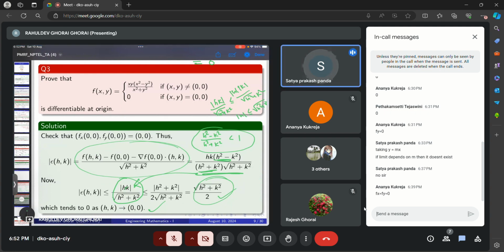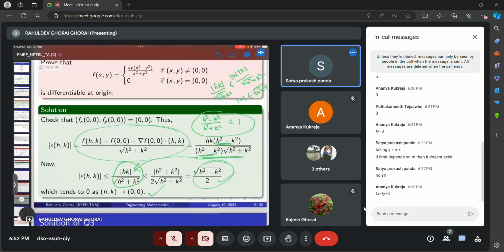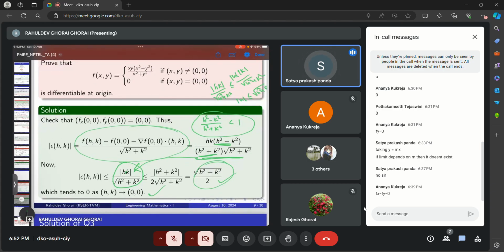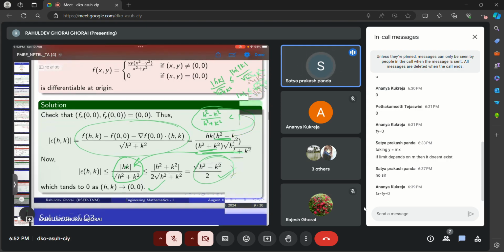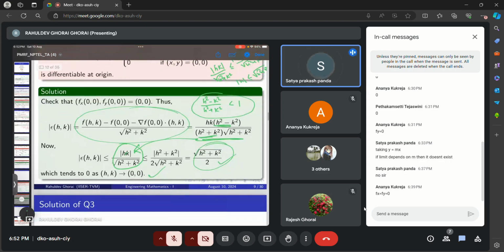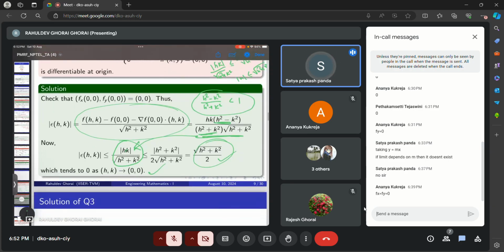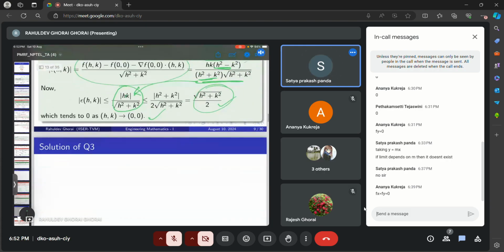Sir, I have a doubt in that (h² + k²)/2 step. I couldn't understand how it is. Sir, in this solution, |hk| by the root of h² + k² is less than this step. I couldn't understand. Okay, so let's do it anyway.